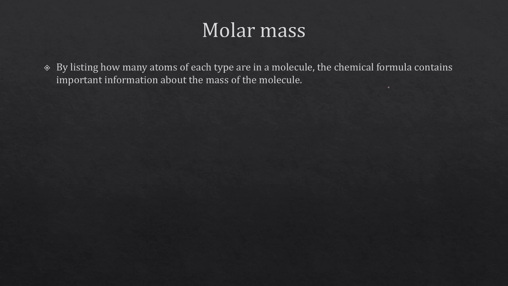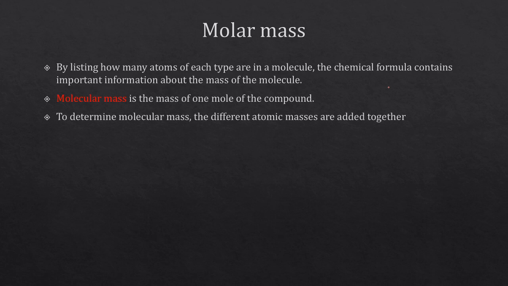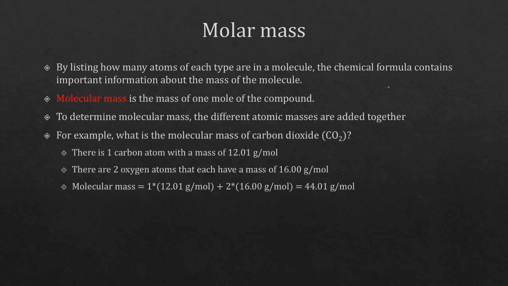By listing how many atoms of each type a molecule has, the chemical formula contains important information about the mass of the molecule. So if we know how many atoms there are, we can figure out how much the molecule has to weigh. So molecular mass is the mass of 1 mole of that compound. To determine the molecular mass, we're going to add the different atomic masses of all the atoms together. So let's look at an example.